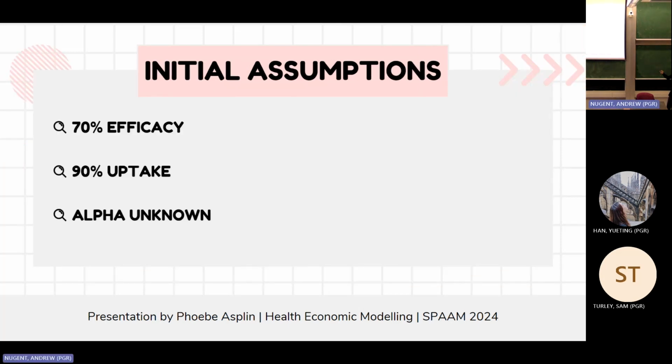A couple of assumptions. We're going to assume 70% efficacy, 90% uptake, and then we're going to assume that we don't know alpha, so we don't know our strength of symptom propagation. And we're going to look at alpha equals 0, so no symptom propagation, and then alpha equals half, and alpha equals 0.8.